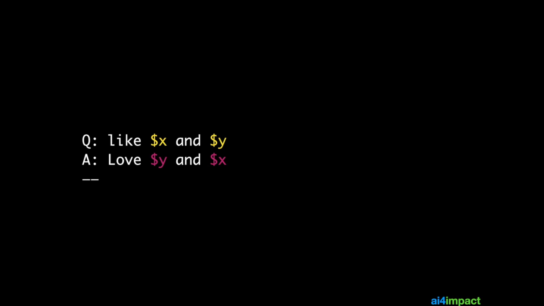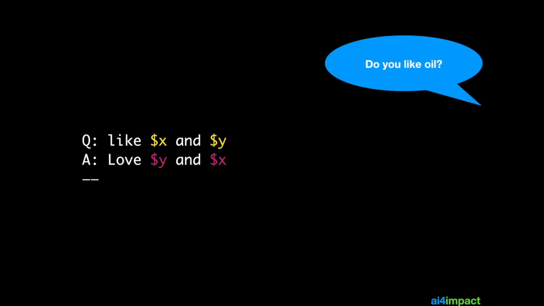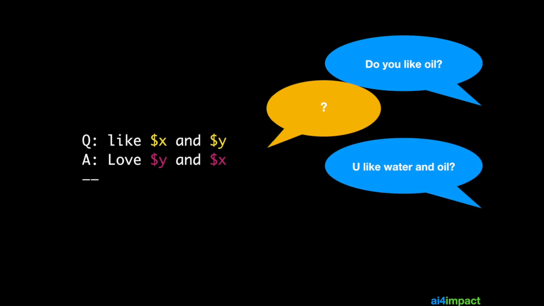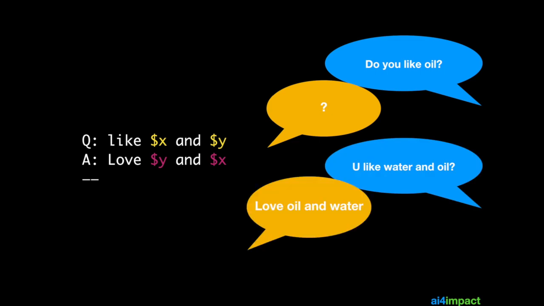Now, you can have two different kinds of references like this, $X and $Y. In fact, you can call them anything that you like. So, do you like oil will not match because you need to match both X and Y. If you say you like water and oil, the answer would be love oil and water because we have reversed the order.